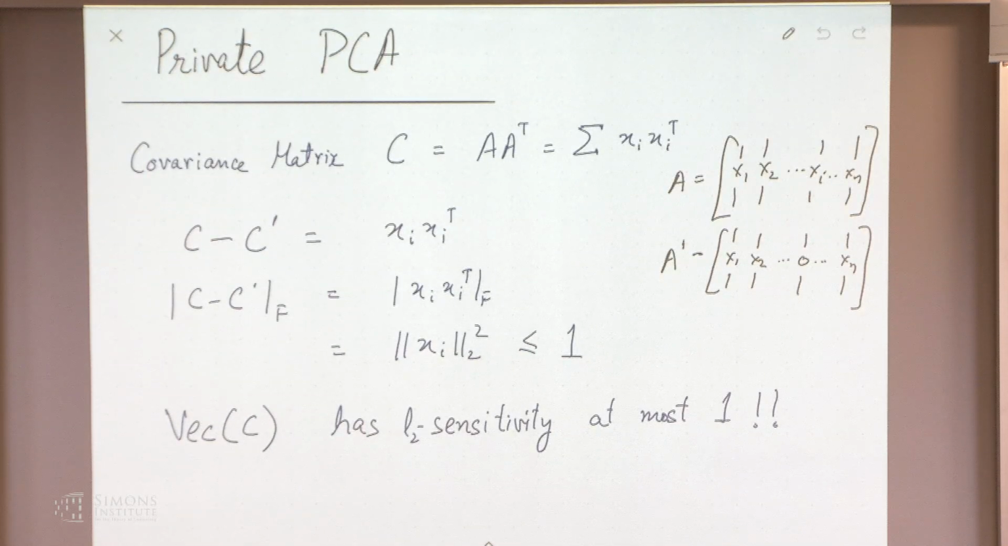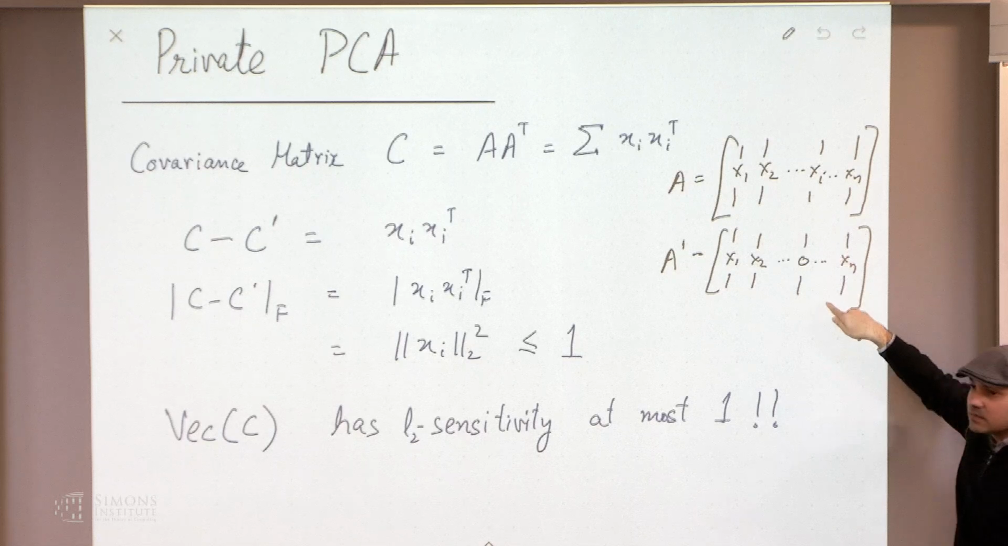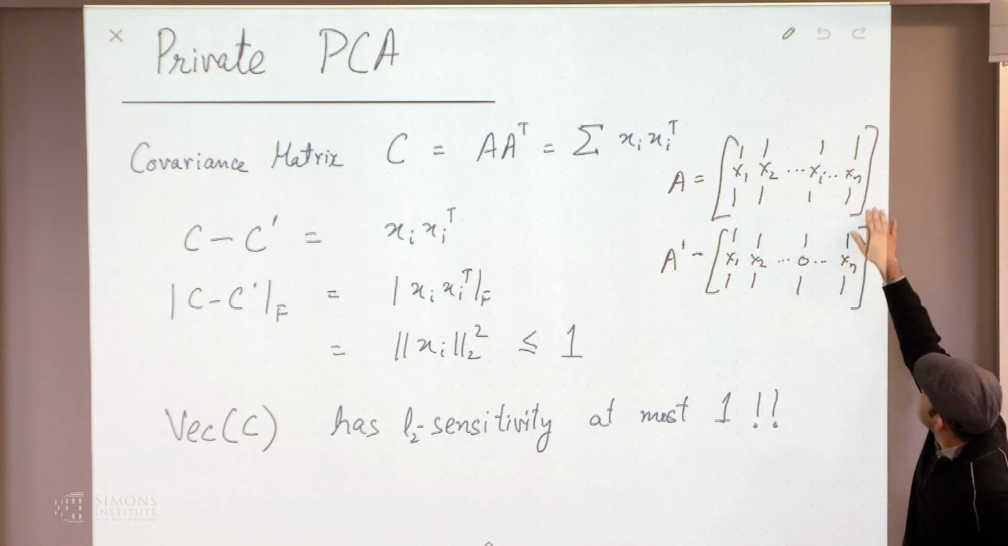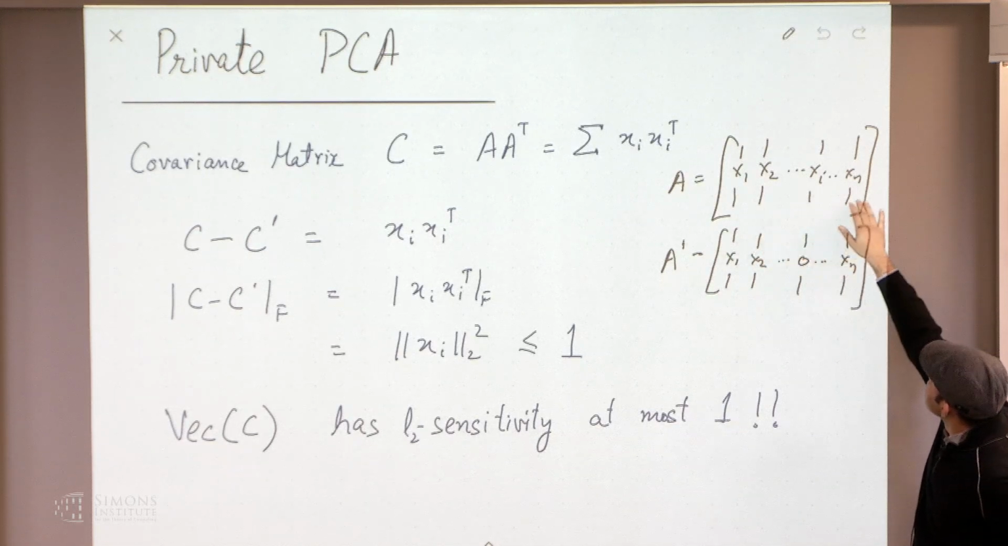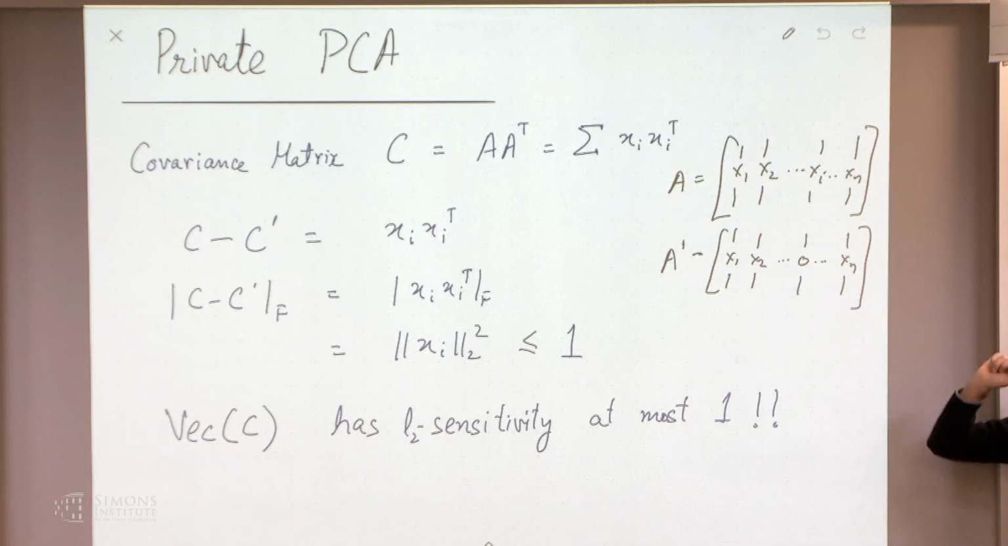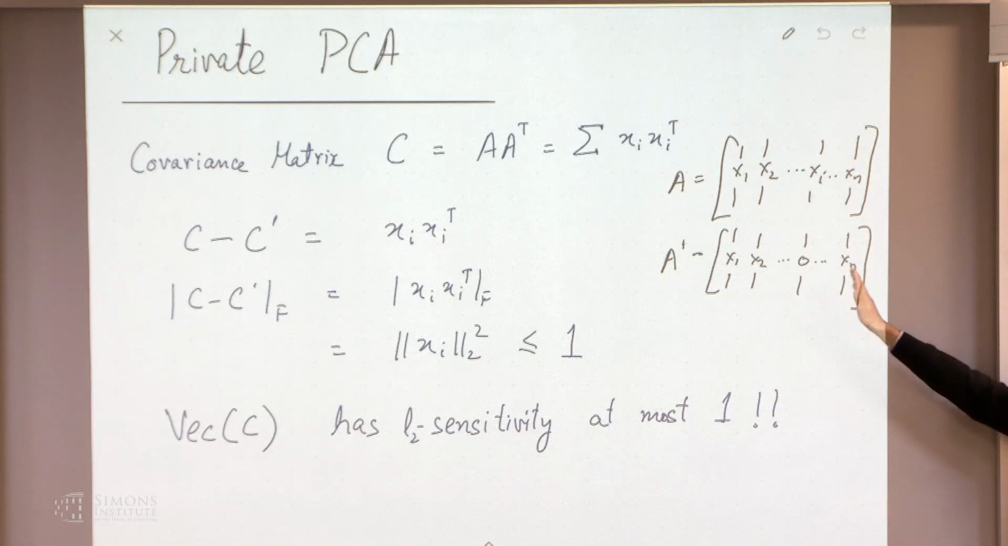Okay, so let's do private PCA. So now we want to compute the subspace still, but we want to make sure that individual xi's get their privacy. So we'll think of two data sets as neighboring if they differ in one column, or in one of the vectors. A will be the matrix which has all n data points. A prime will have one of the columns replaced by 0. So I've removed my data from the data set.